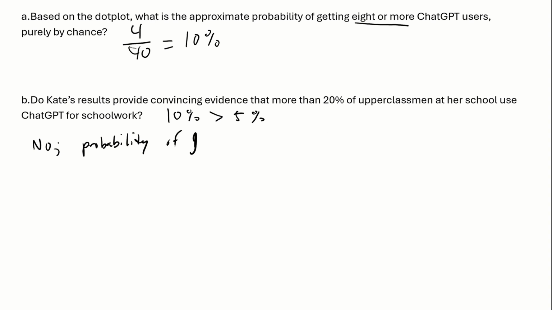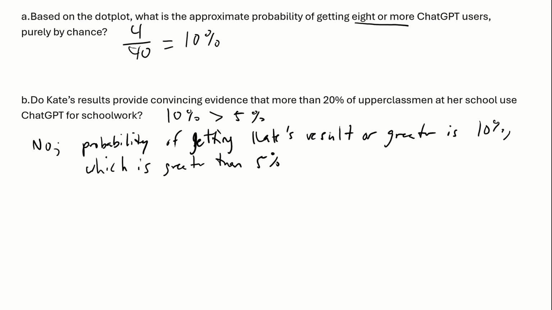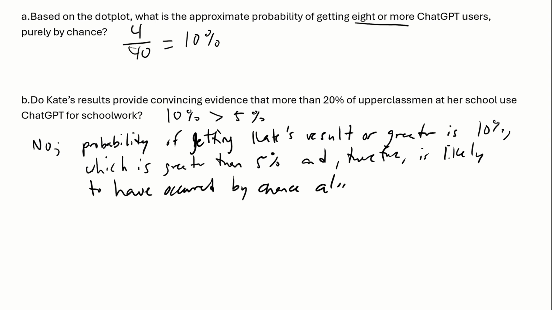The probability of getting Kate's result or higher is 10%, which is greater than 5%, and therefore is likely to have occurred by chance alone. So if it's likely to occur by chance alone, it would have happened, right?